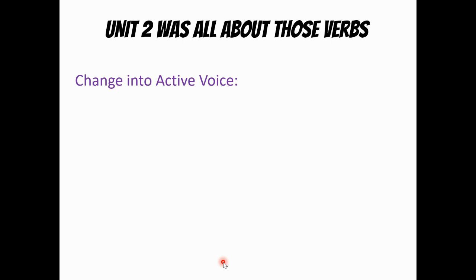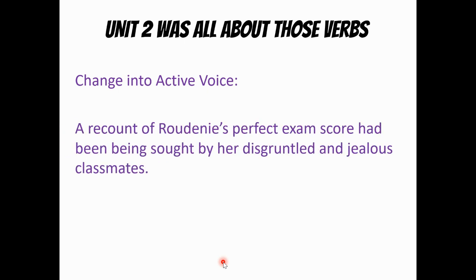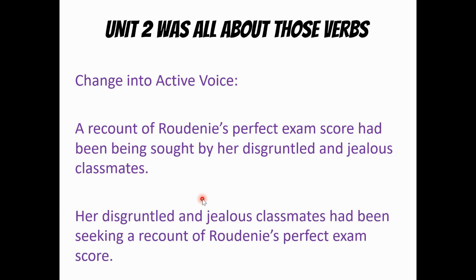And if I go backwards from passive into active, if I say a recount of Whitney's perfect exam score had been being sought by her disgruntled and jealous classmates, well, the by prep phrase turns into the subject. So classmates will be the subject. The subject goes back to the direct object, and then the verb decreases by 1. So if I have a 4-part verb, as I have here, had been being sought, I should have only a 3-part verb when I change it. Remember, the had should still be there. The ing should still be there. So there's certain parts that'll still remain. They just might move a little bit. So I'm going to change this to her disgruntled and jealous classmates had been seeking a recount of Whitney's perfect exam score.